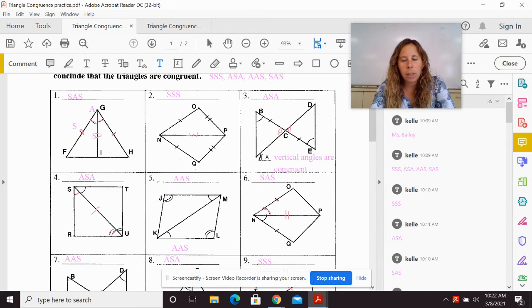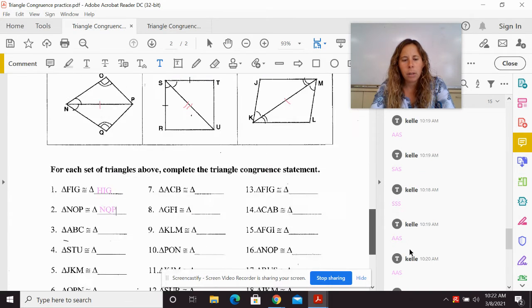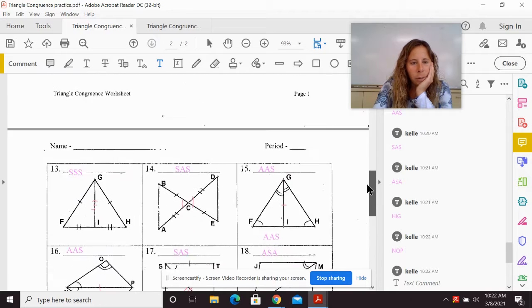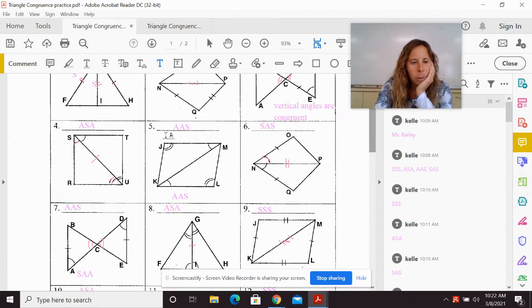So which one of these is congruent to A on the other triangle? D. So it's going to be triangle DEC. Number 4, triangle STU is congruent to, which has the same angle as S. S has the same angle. All right, so it's going to be SRU.